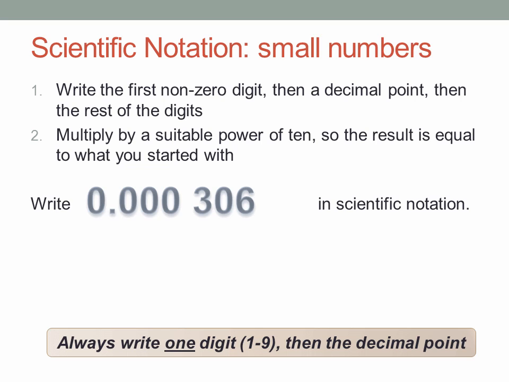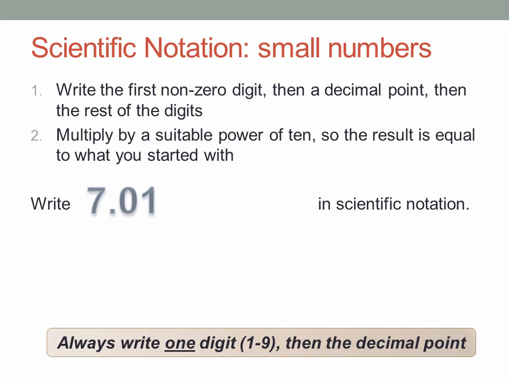0.000306. One digit, then the decimal point. 3.06. What's the place value of the first digit? 10 thousandths. 3.06 times 10 to the power of -4.